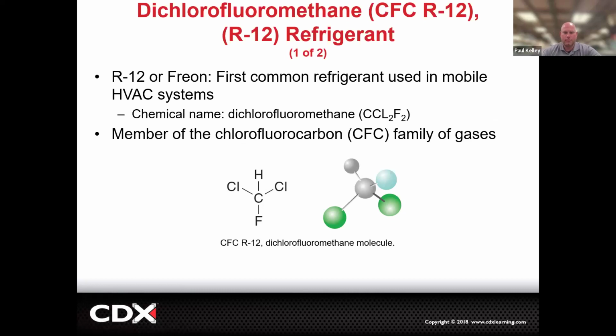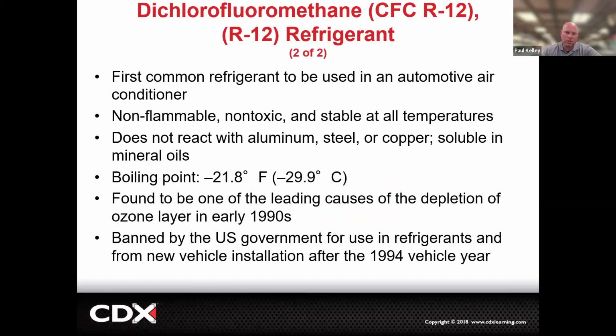Dichlorofluoromethylene. Okay, but it's in the family of CFCs. Cool. It was the first common refrigerant in vehicles, non-flammable, non-toxic, stable at all temperatures, doesn't react with aluminum, steel, or copper, soluble in mineral oils.